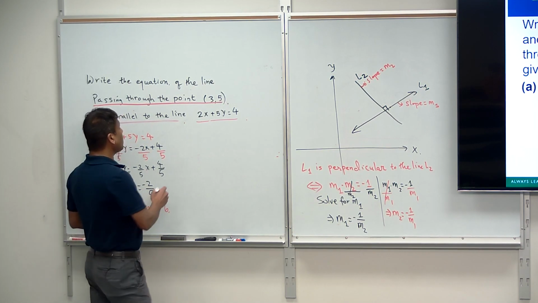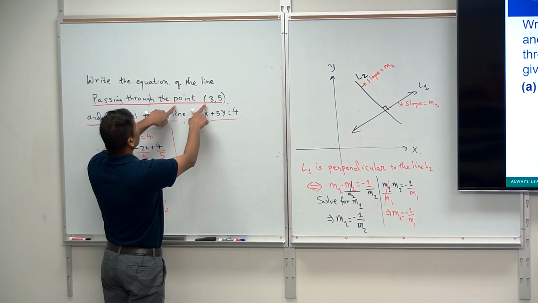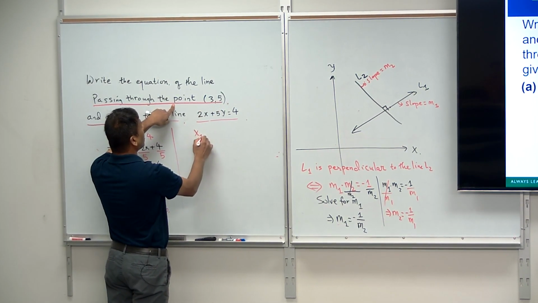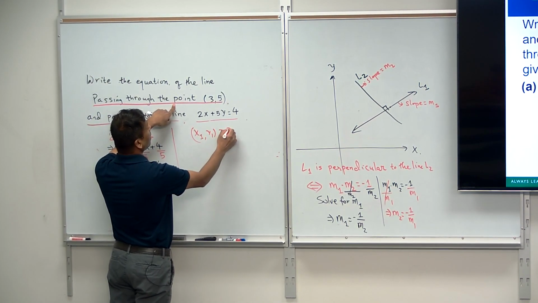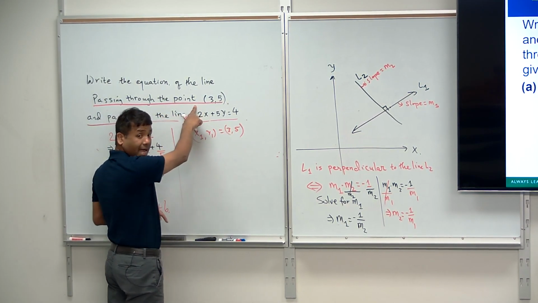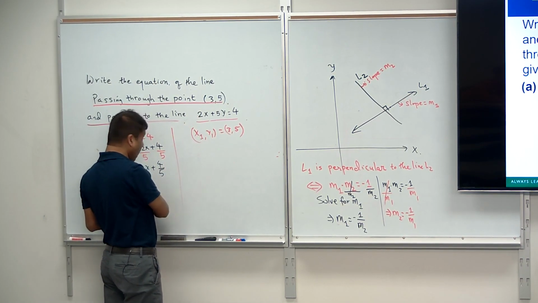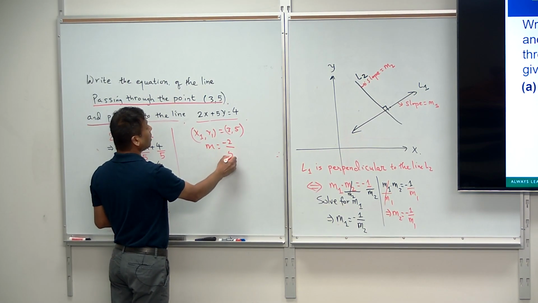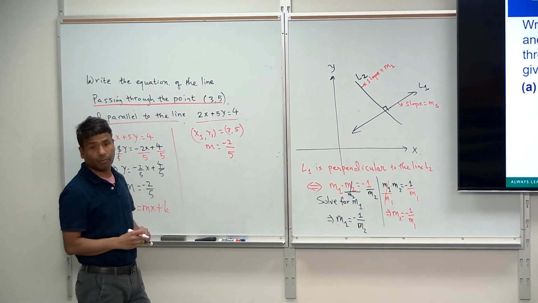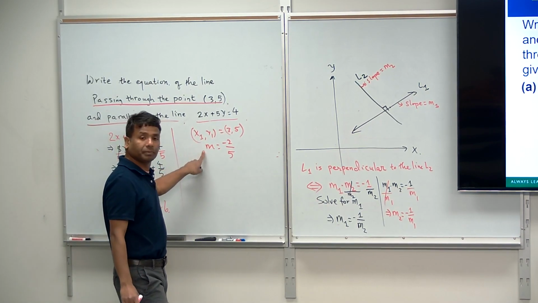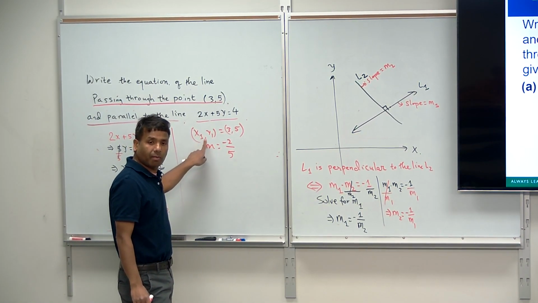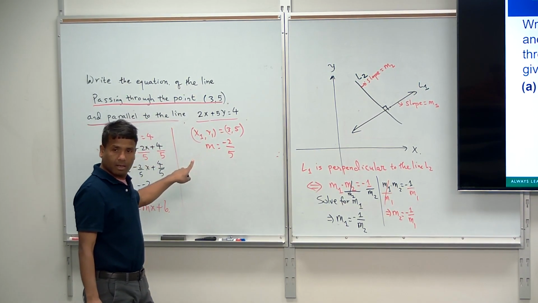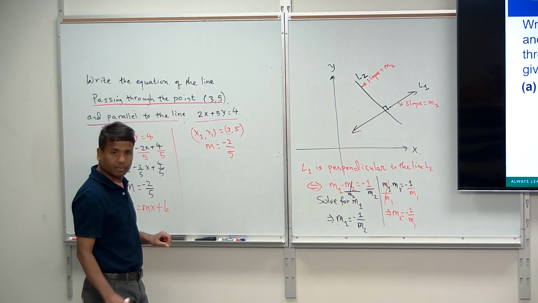Right? So now this line passes through the point (3, 5). So we have a point x1, y1, which is (3, 5), and this line also has the same slope, negative 2 over 5. Now how do you find the equation of this line? You have a point, you have a slope, right? How do you find the equation?